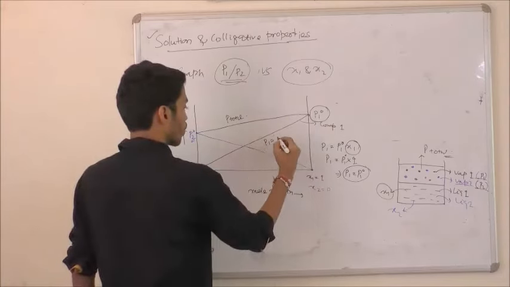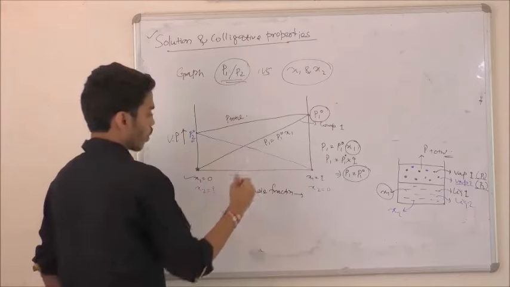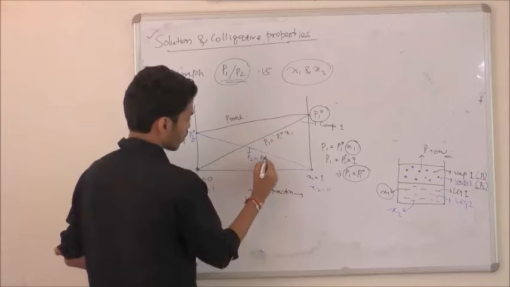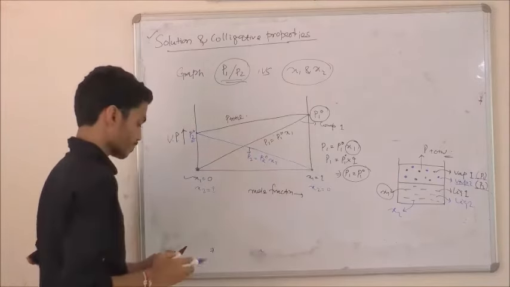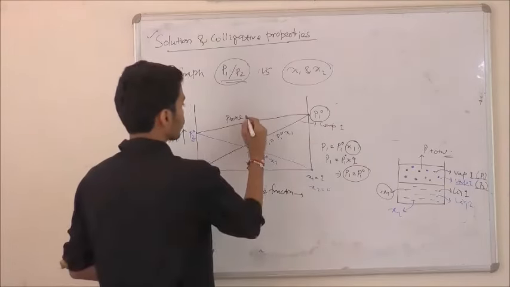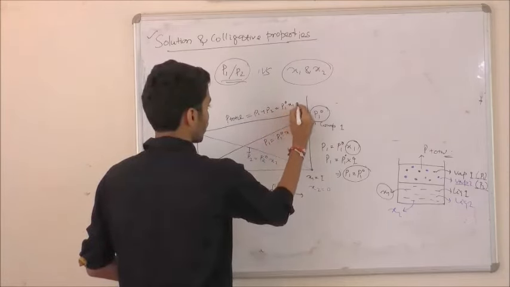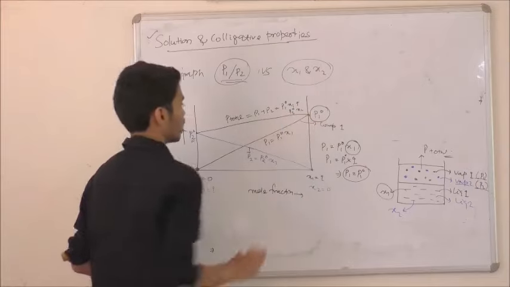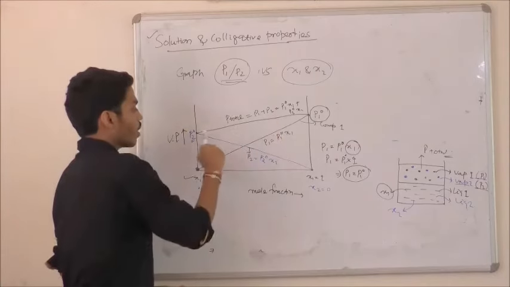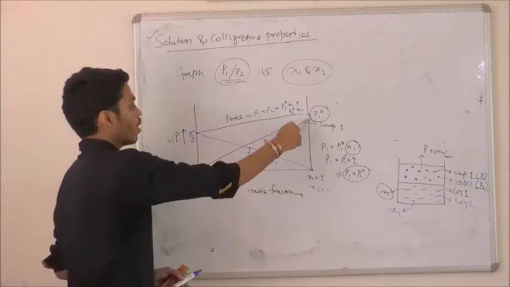So, the pressure due to component 1 is P1 = P1 naught x1, and this is the graph for component 2, and the pressure due to it is P2 = P2 naught x2. And this is the curve for total pressure, that equals P1 plus P2, that equals P1 naught x1 plus P2 naught x2. Here you can see the total pressure lies between P1 naught and P2 naught, which means the total pressure will always lie between P1 naught and P2 naught.